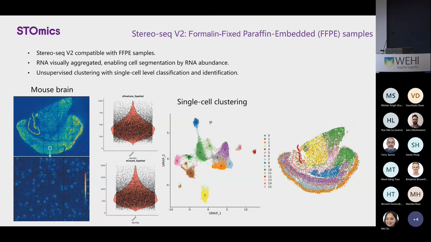And then for FFPE work, we also see that just off the DNB image alone, we have enough RNA that's visually aggregated to enable cell segmentation just by RNA abundance alone. And we're making tremendous headway in making this a reality very soon.